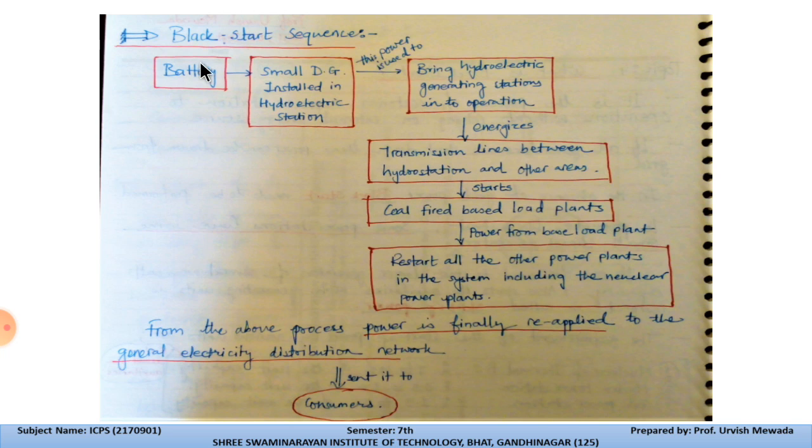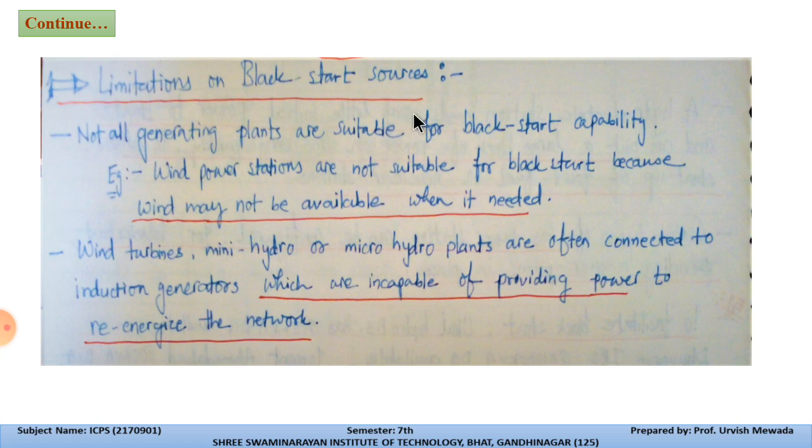So when such a situation arises, these are the common sequences which we use for the black start. And one more option is there, we can use our own DG at the premises, and we can restore the grid. Now, limitation of the black start resources. Generally, not all generating plants are suitable for black start capability. Means this facility may be available or may not be available for all the generating plants.